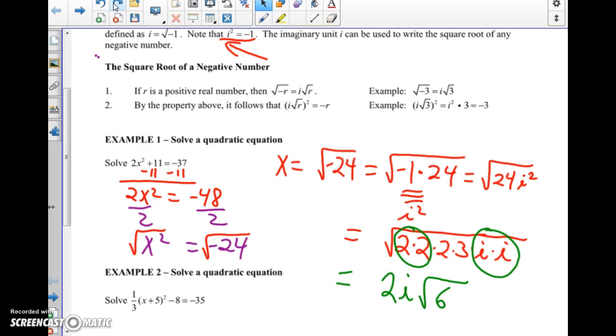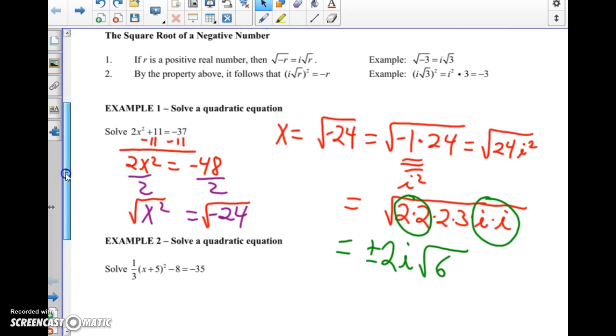Got the answer. What are you forgetting? Plus or minus. You forgot. Quadratic. Plus or minus. Now you're okay. That's the answer: plus or minus 2i square root 6. There's your answer. You got it. That's how you do the first one.